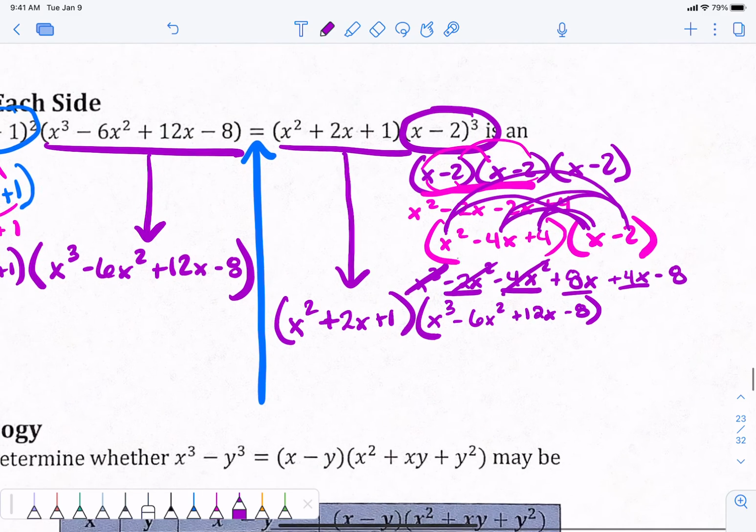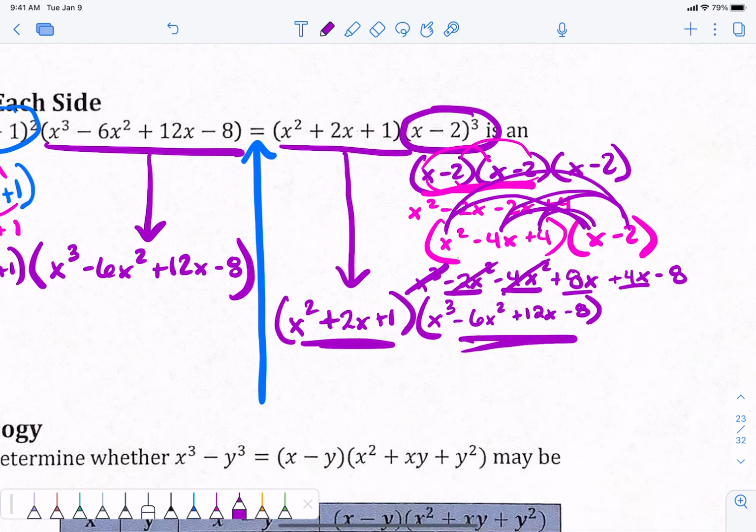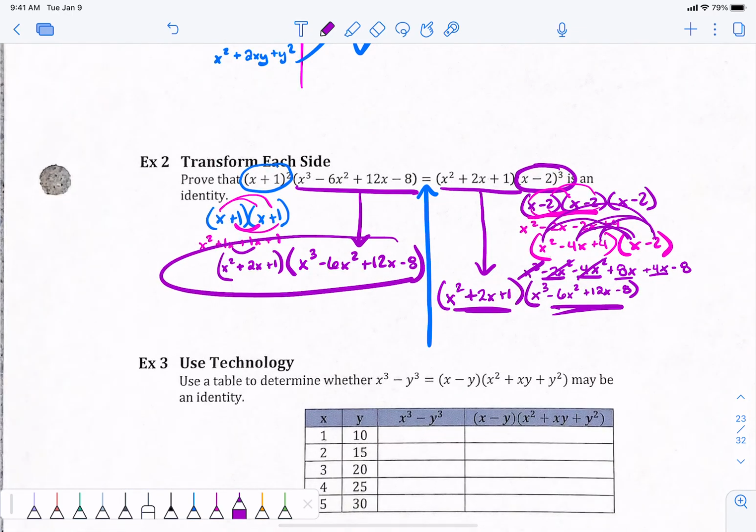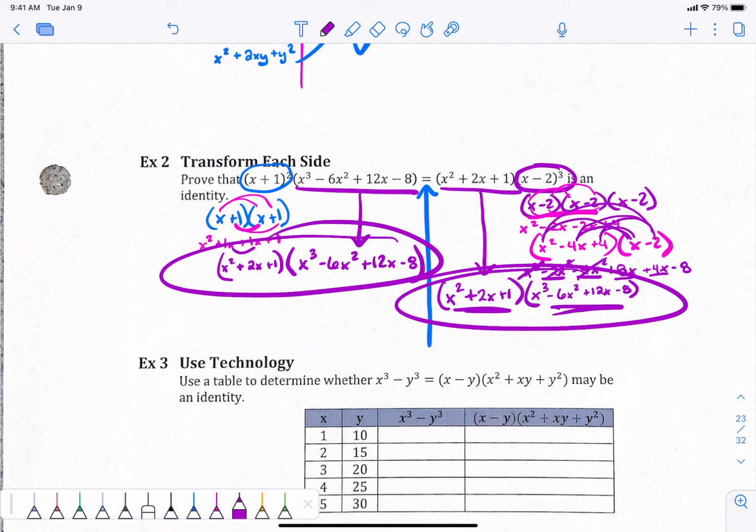Okay? Now, we could multiply this guy by this guy, but at this point, is this guy matching this guy? Yeah. Check. Done. We have proved that they are the same. We have proved that they are an identity. That's what it means to be an identity, right? The same on both sides. Good? So all you're doing is you're just trying to make one side look like the other side.